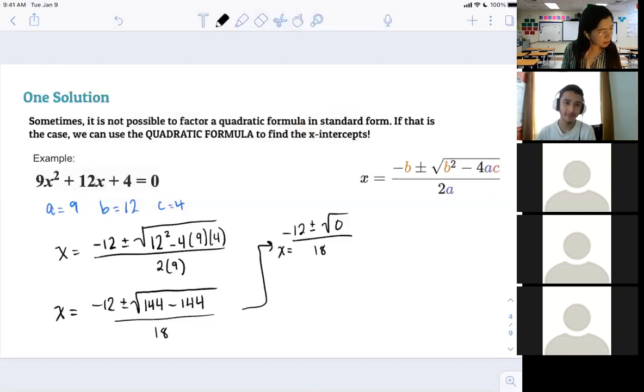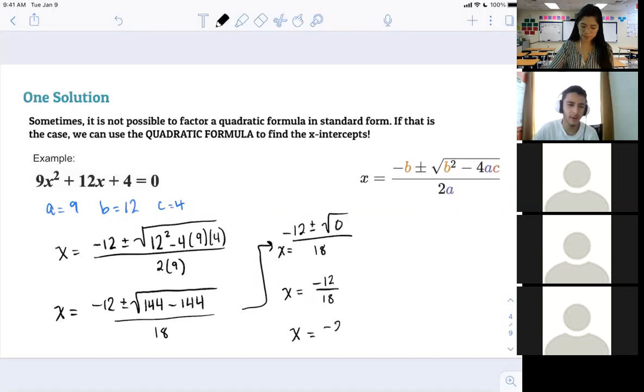Well, what happens when it's 0 is that the square root of 0 is what? 0, right? So it cancels out, essentially. So all we're left with is negative 12 over 18. So my final answer, negative 12 over 18. Can I simplify that? Yes, by 6. All right, what do I get? You get 2 and 3. Negative 2 over 3. All right, so in this special case, I only get one answer, one solution.